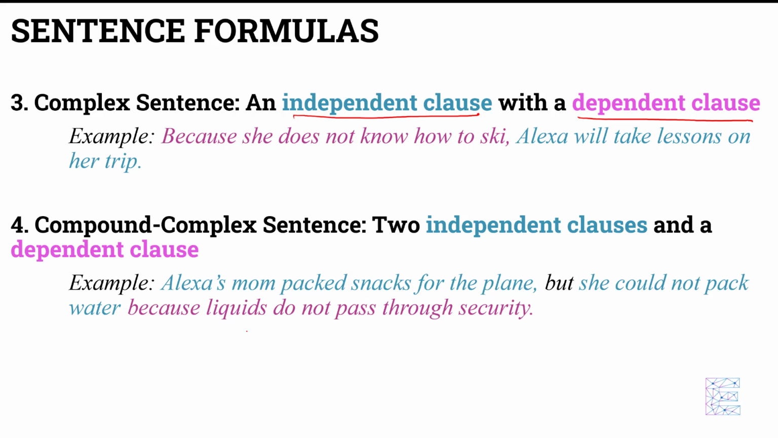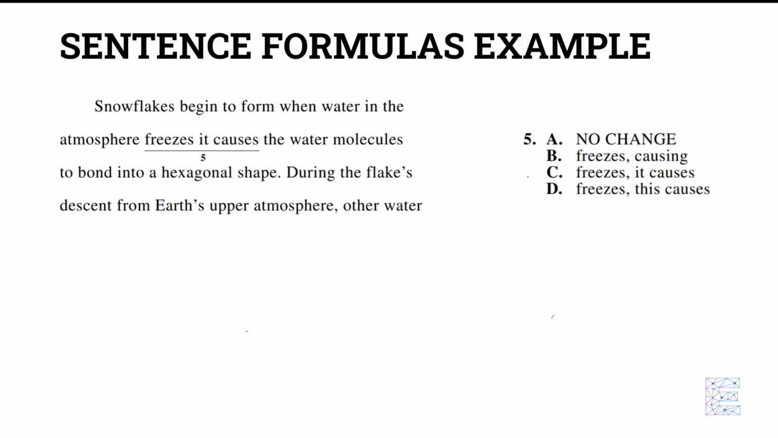Now, I feel like we've picked up some pretty solid foundations to be able to try some actual past tense questions. So let's go ahead and do that based on what we've learned so far. First question, we're trying to answer question 5, beginning with snowflakes. "Snowflakes begin to form when water in the atmosphere freezes. It causes the water molecules to bond into a hexagonal shape." So take a moment and try to answer this question on your own.